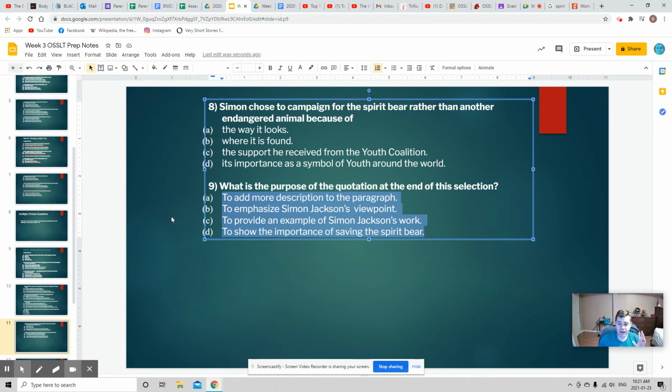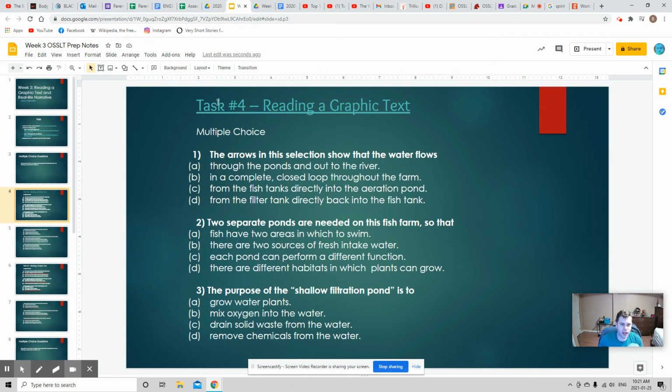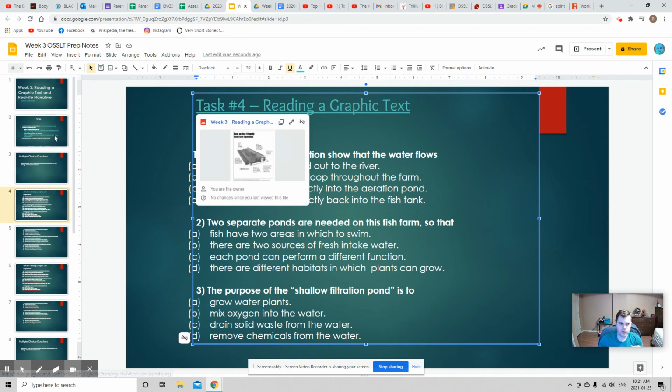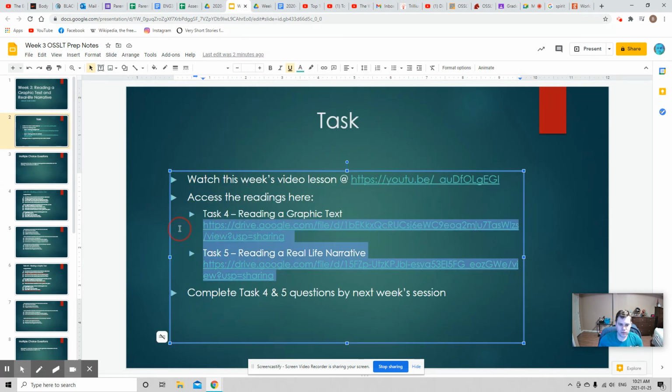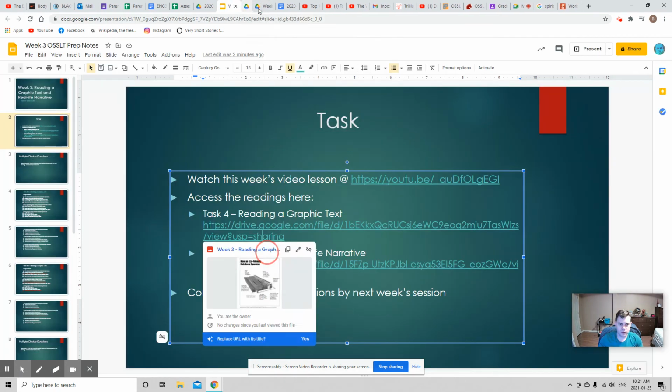Okay, so that is everything that you need to know or be able to do. And remember, if you can't find the actual text, you can click right there, or the texts are listed right here. Just click on these links, and it'll bring up what you need to read.